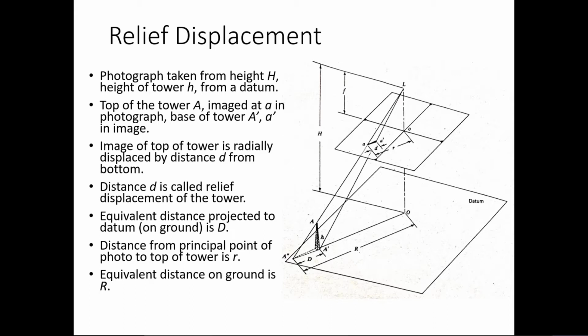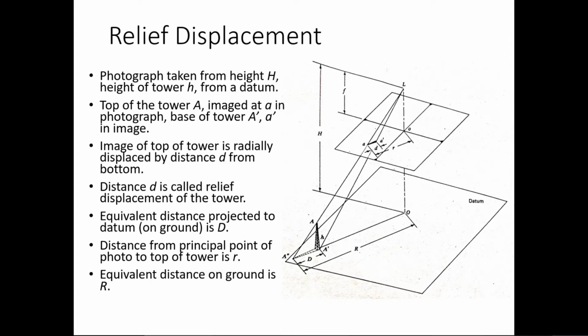Then the top of the tower, capital A, is imaged at small a in the photograph. The base of the tower is A dash, and small a dash is the base of the tower in the image. Can you see that? On the top you can see the image or the photograph, and on the base you can see the actual scenario and the actual tower, right? So here you can see the top and base of the tower: capital A, small a, capital A dash, small a dash.